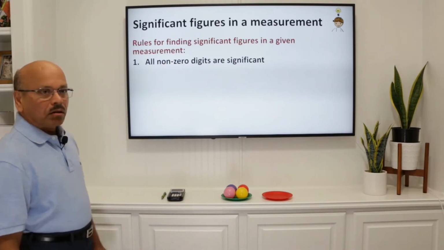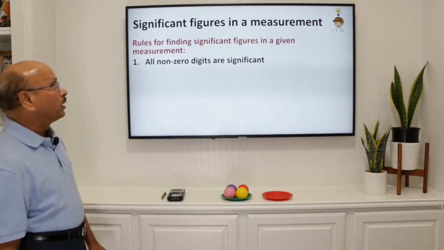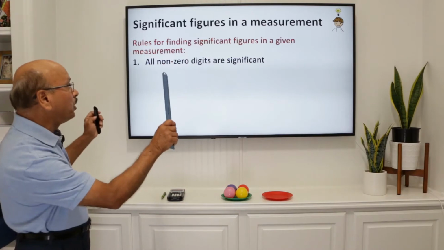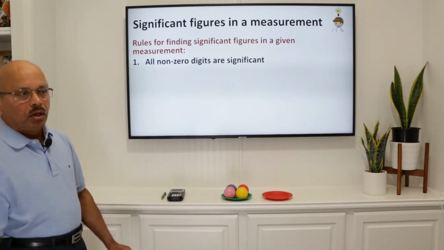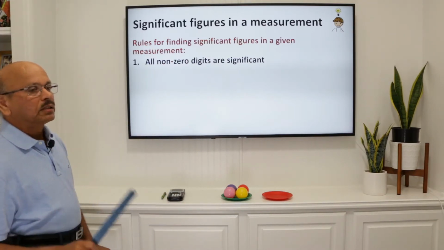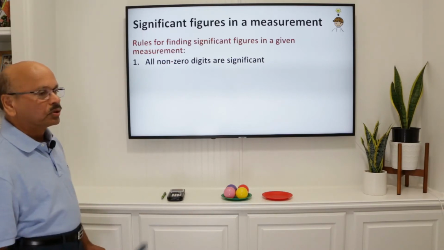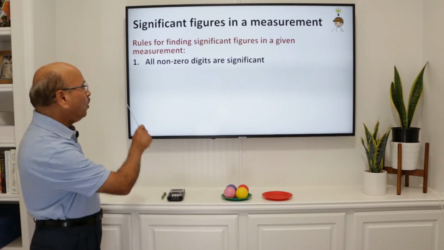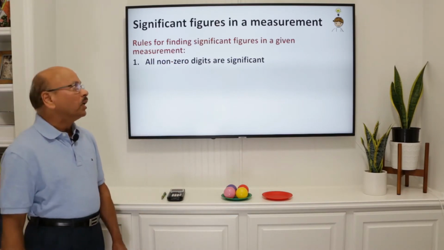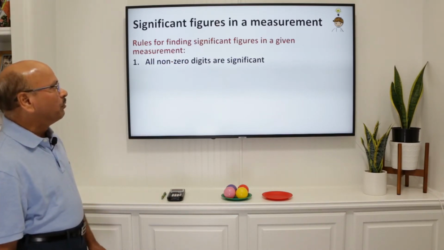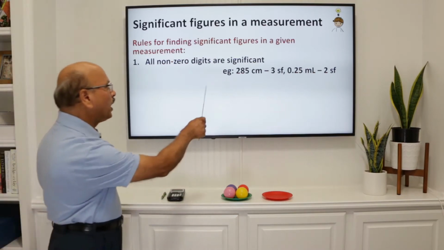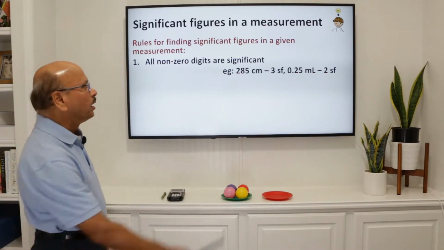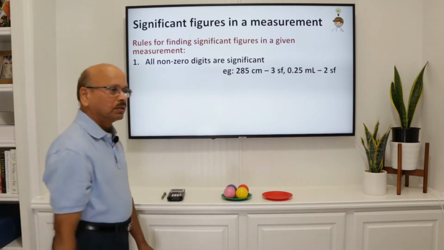Okay, now in a measurement that is reported, all non-zero digits are significant. We have to be careful about all these things. Keep that surely in your mind, because we don't need any confusion in this case. All non-zero digits in a measurement are significant. For example, if there is 285 centimeters, then we have 3 significant figures.